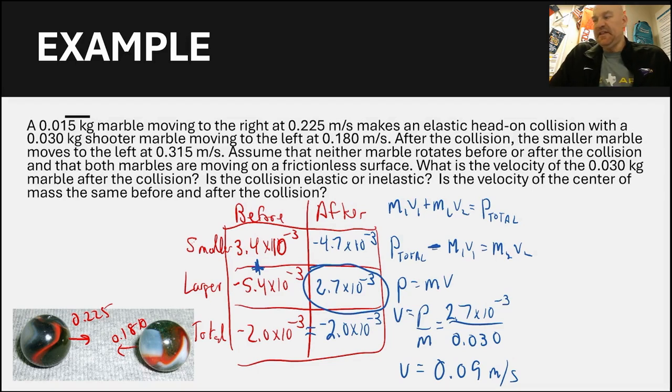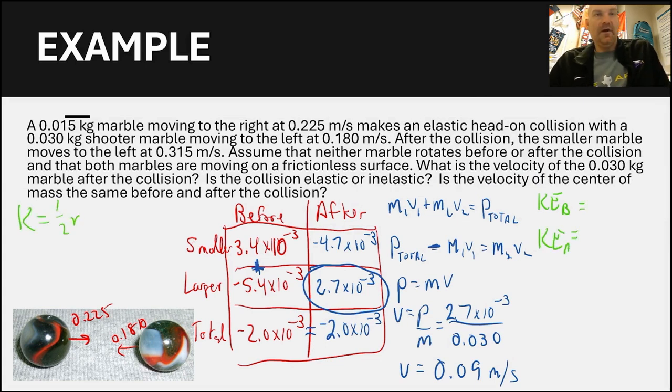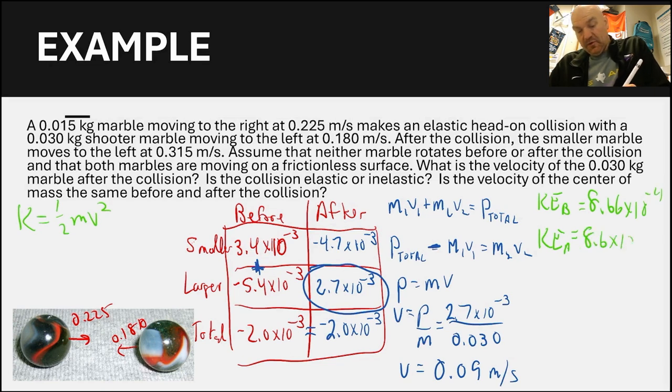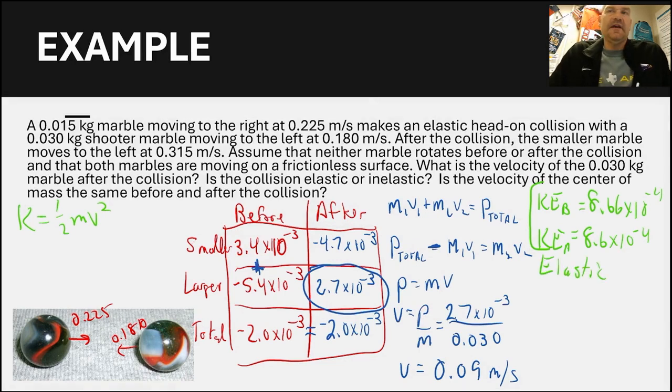Now, is the collision elastic or inelastic? So now we would do a kinetic energy analysis: KE before, KE after. And remember, K equals 1/2 mv squared. You do that for all of them, and you find that you get 8.6 times 10 to the negative 4th for both of them. And that holds true. It tells us this is an elastic collision, because our kinetic energies were equal.